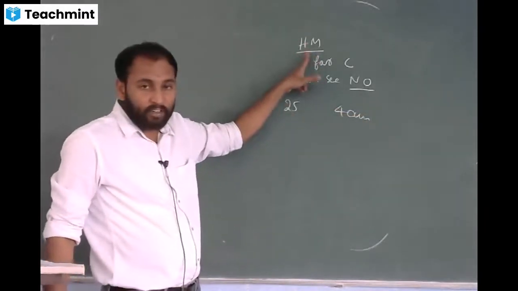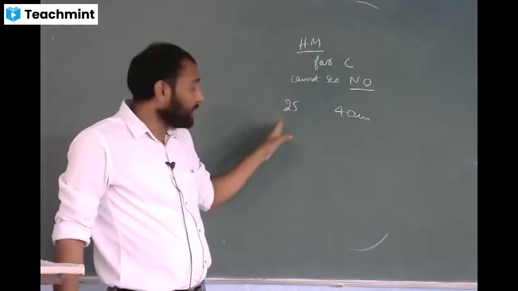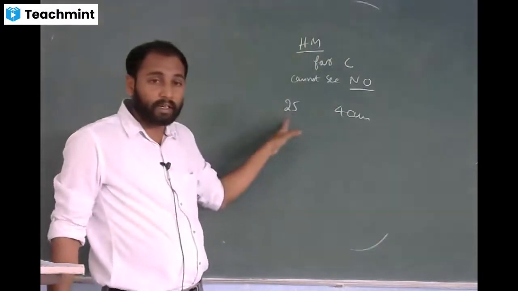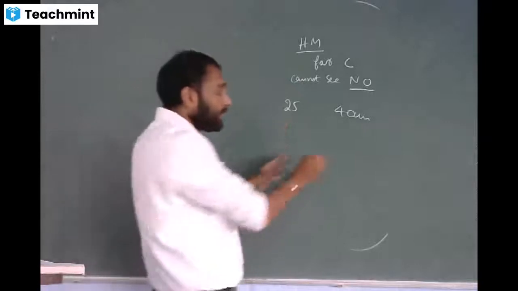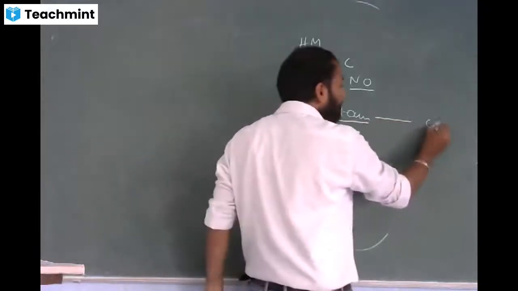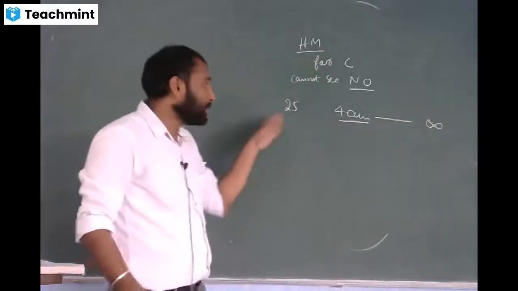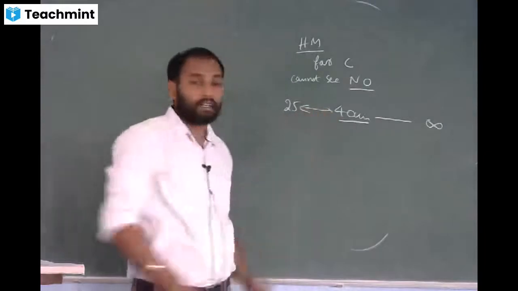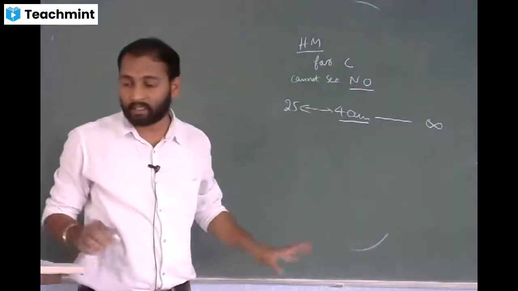A hypermetropic person is suffering from this. He is not able to see near objects clearly, but he is able to see the objects which are at 40 centimeter to infinity. From 25 centimeter to 40 centimeter, he is not able to see. Okay, this is the problem.